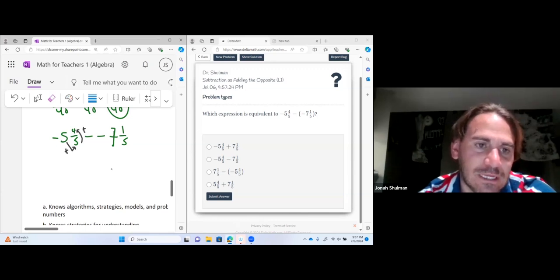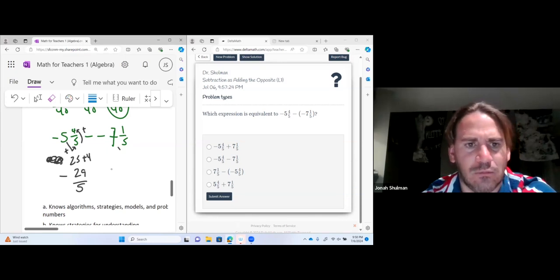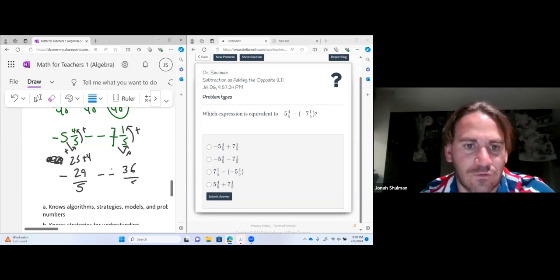-5 times 5 is -25. Oh, well, we can just leave the minus for the end. So this is 25 plus 4, so this is really -29 over 5. 25 plus 4 is 29. Same thing here. Multiply the bottom and add the top. 7 times 5 is 35 plus 1 is 36. So we're going to be minusing a minus 36 over 5.